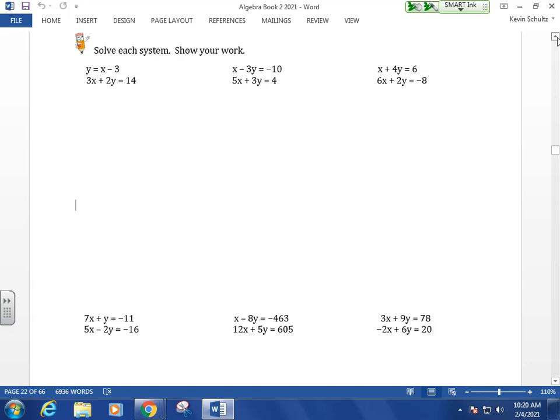The third one? Okay. x + 4y = 6, and 6x + 2y = -8. Looking at these equations, remember I said the students tell me, I don't know where to start. Where do you start here? What are you looking for? What are you trying to identify, William? A variable. A variable that what? Doesn't have a coefficient written, right? You're looking for the variable with a coefficient of 1. And in that third set, where's that variable with the coefficient of 1?